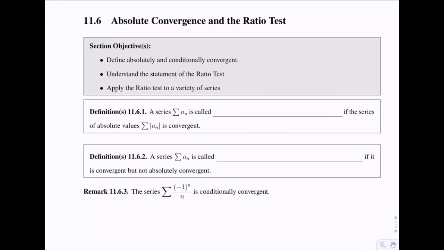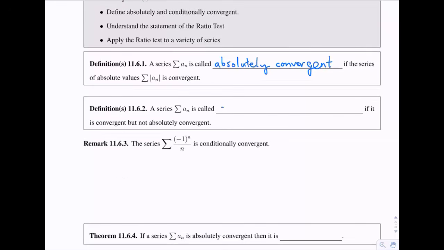Definition 11.6.1 says we have our series, the summation of a sub n, is called absolutely convergent if the series of absolute values, so now we have the sum of the absolute value of the terms, is convergent. So it kind of makes sense, absolutely convergent. The next definition: a series, again a sub n, is called conditionally convergent if it is convergent but not absolutely convergent. So there are two definitions.